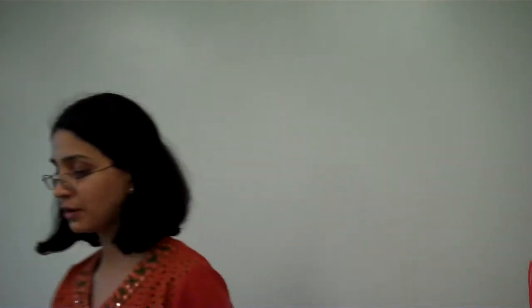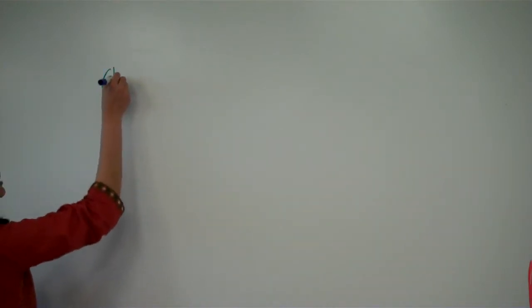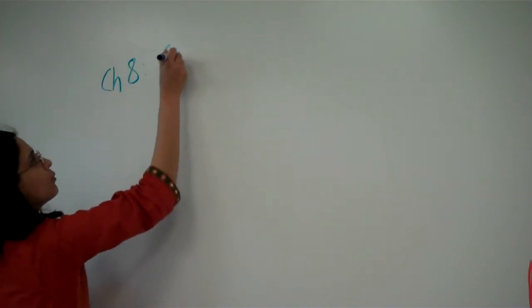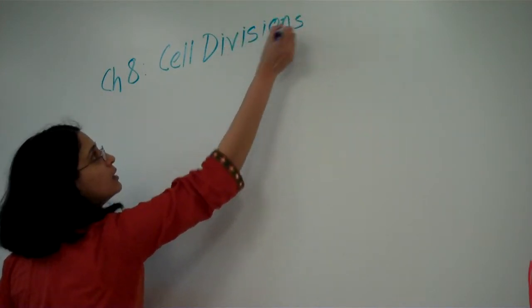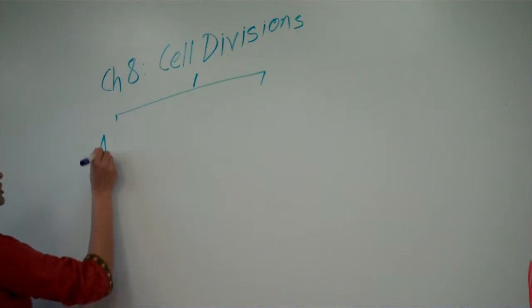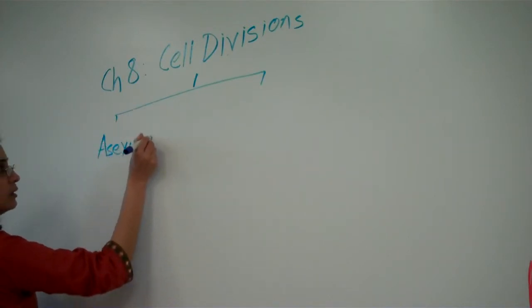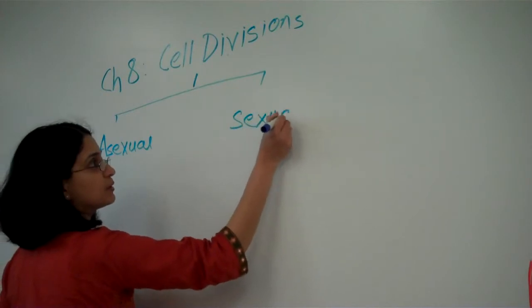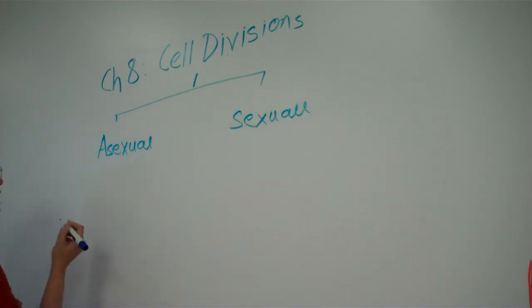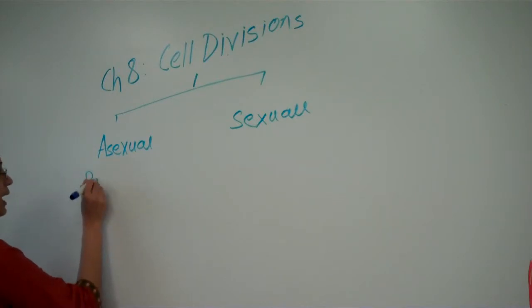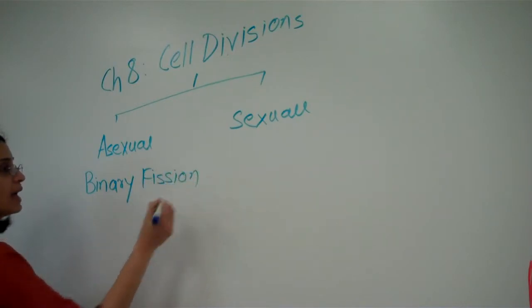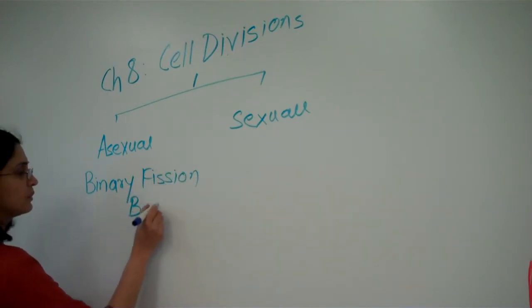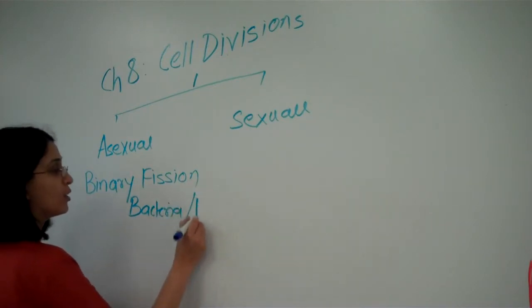Okay, students, we are going to learn today about chapter 8. Chapter 8 talks about cell division, and I want you to remember that there are two types of cell division. One is asexual cell division and the other is sexual cell division. In other words, asexual cell division is also known as binary fission and is mostly seen in smaller organisms like bacteria, or in other words, prokaryotes.